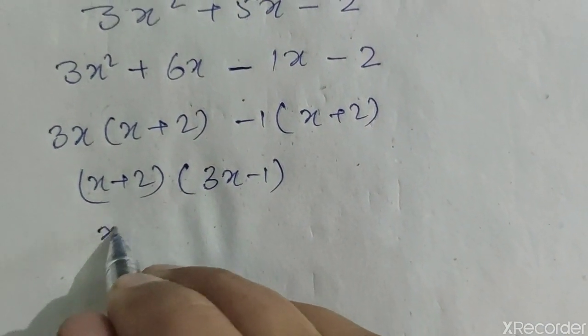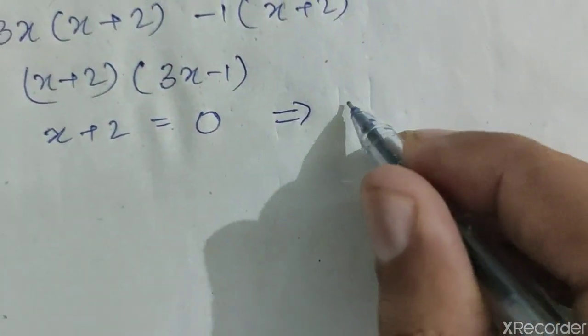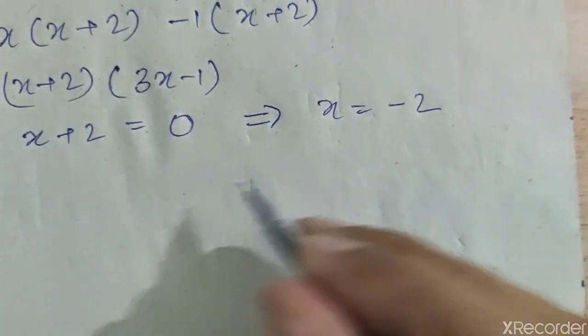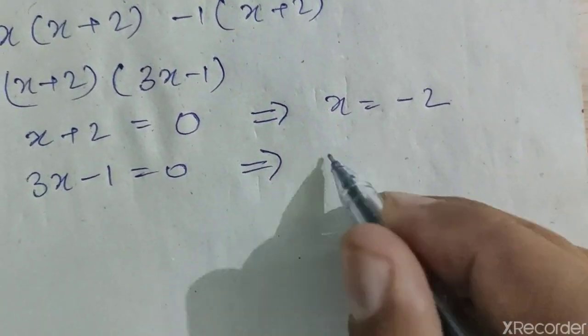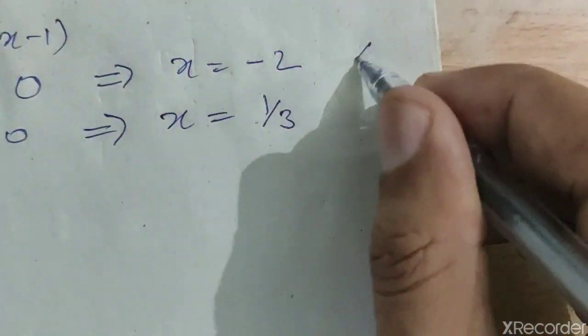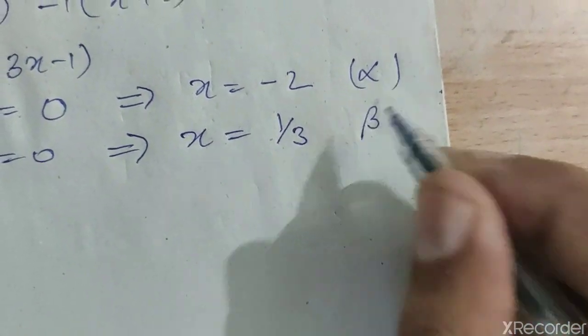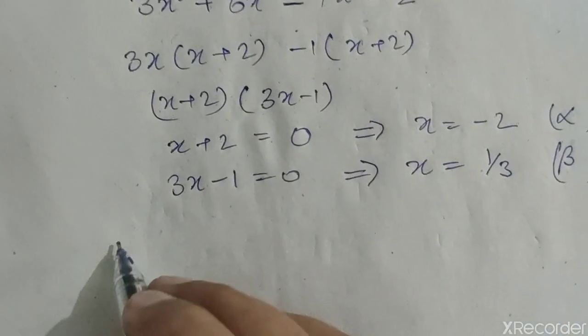So either x plus 2 will be equal to 0, therefore x will be equal to minus 2, or 3x minus 1 is equal to 0, which implies x equals 1 by 3. I could call this alpha and this beta. Now we are going for the verification of this.